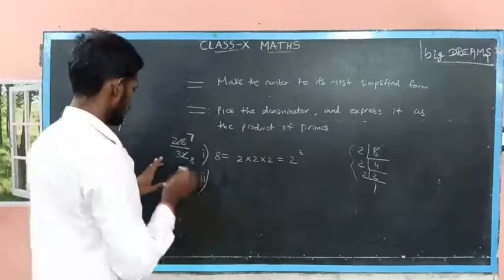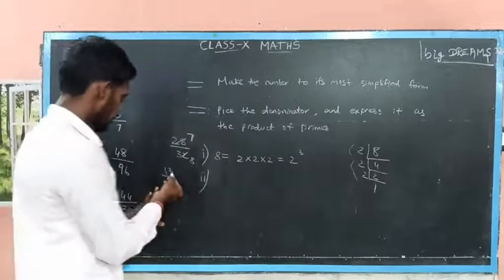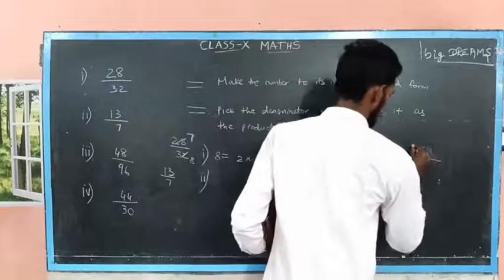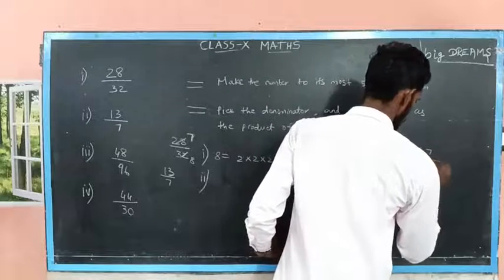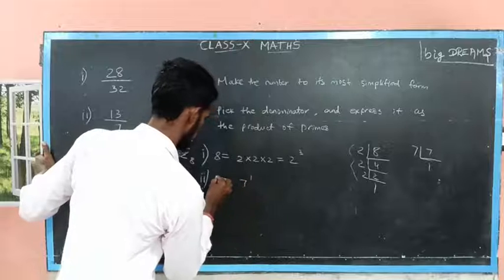Now the second one, 13 by 7. See, 13 by 7 is already in its most simplified form. Now pick the denominator. Denominator is 7. So 7 is a prime number, so it is divisible only by 7. So 7 can be written as 7 power 1.